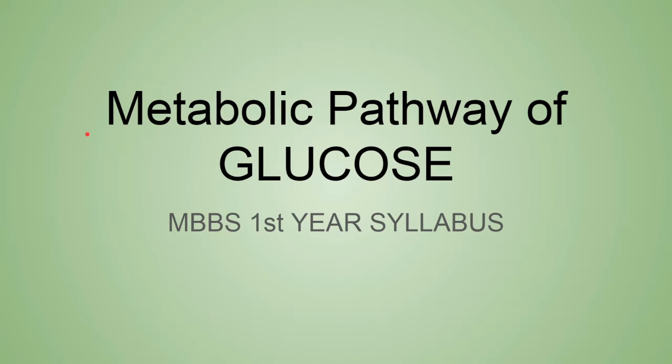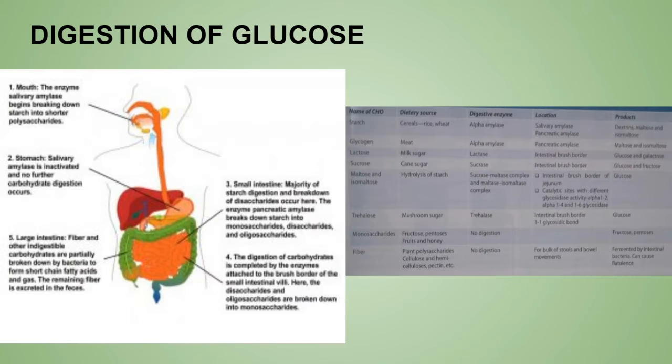Hello everyone. Today we will discuss the metabolic pathway, that means the digestion and the absorption of glucose in our GIT. Now first of all, digestion of glucose. As you can see over here, in the human body, glucose is digested at various places. That is, in the GIT, the polysaccharide.